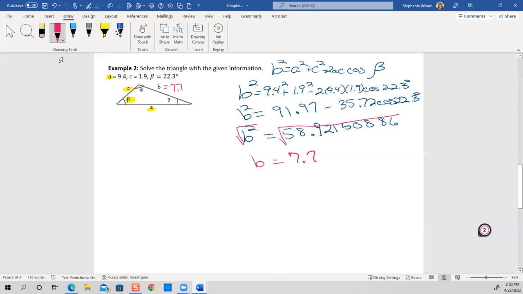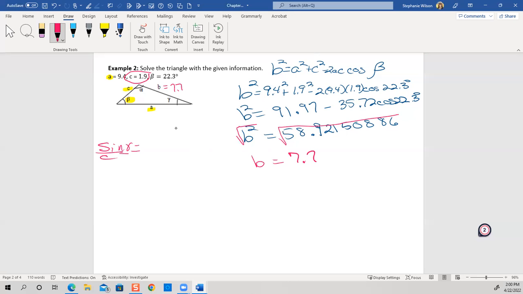Now we're going to use the law of sines, because now we have only one angle and we need to find another angle. So you can solve for alpha or we can solve for gamma. Let's solve for gamma first. So sine of gamma over c is equal to, and the reason why gamma is a good pick is because we know what c is.